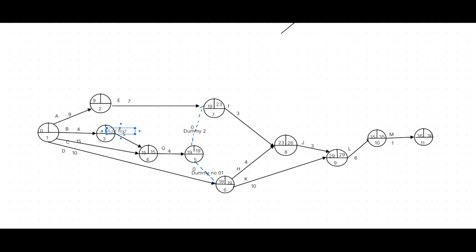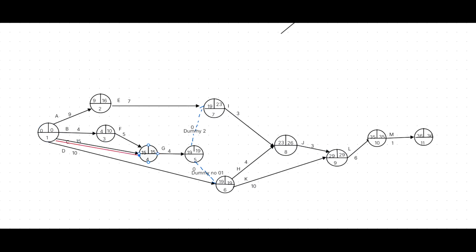Then 26 minus 3 minus 7, event number 2 should be 16. Then 16 minus 9, 7. 10 minus 4, 6 via the C. 15 minus 15, 0. And not only that, via the D, 19 minus 10, 9. 0 is the least value. How do we get the 0? We should go via the C. C critical.